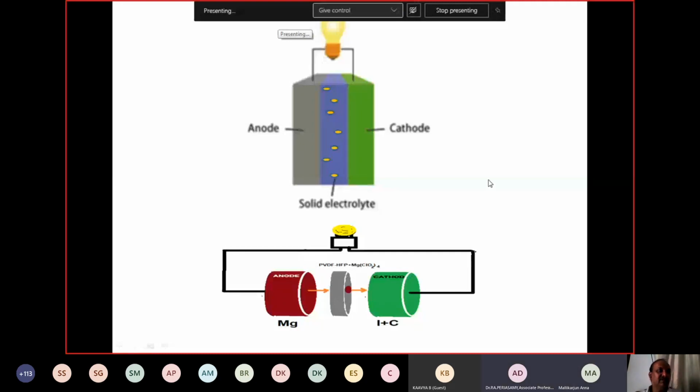Sir, please wait. I'm connecting to Jaipal, sir. Please wait, sir.